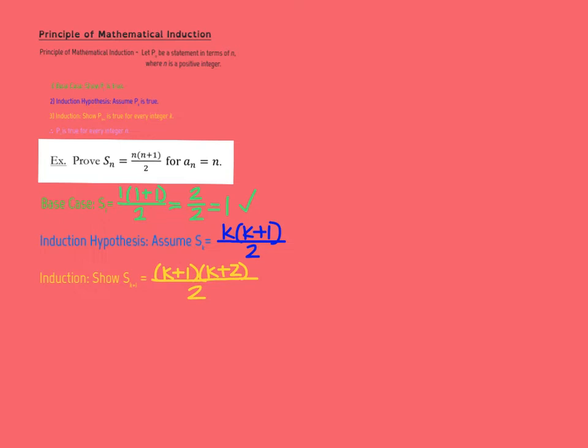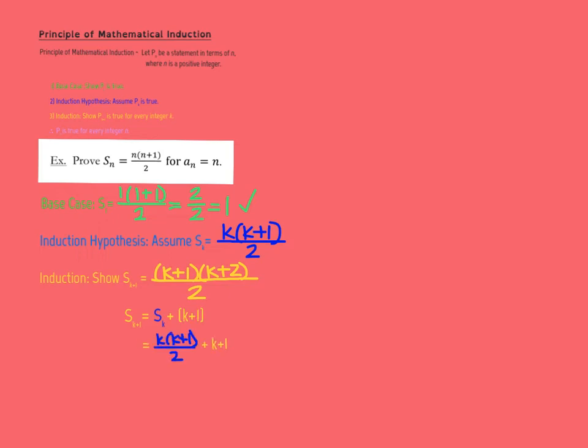Well, I can use the induction hypothesis where I assumed that this statement was true. The sum of the k integers was equal to k times k plus 1 over 2. Let's go ahead and use that. Well, I know to get to a sum of k plus 1 integers, I am going to first need to have the sum of the first k integers, and then I will need to add that k plus 1 integer. So the sum of the first k plus 1 integers will equal the sum of the first k integers plus k plus 1.